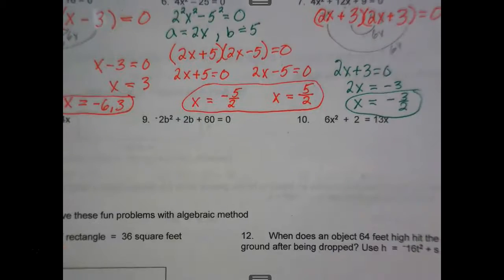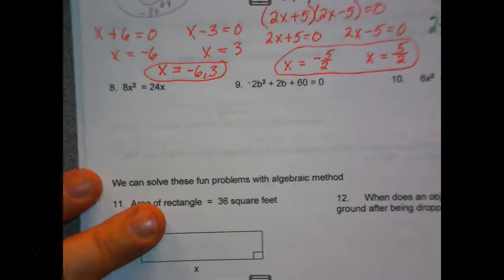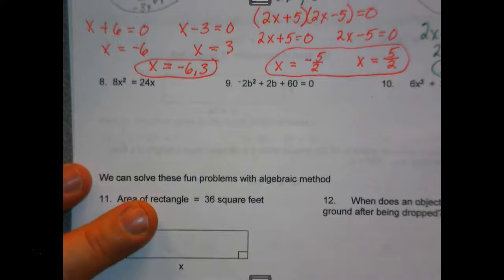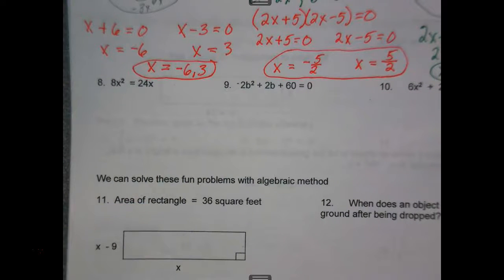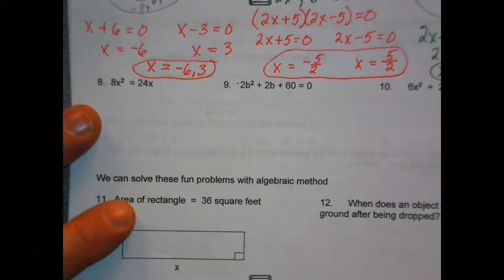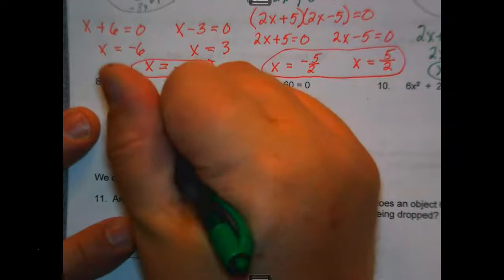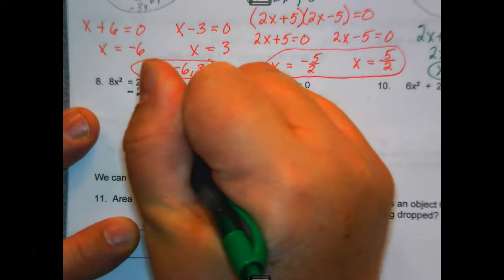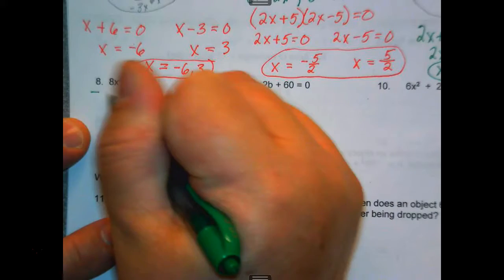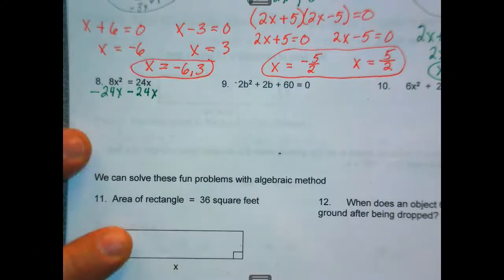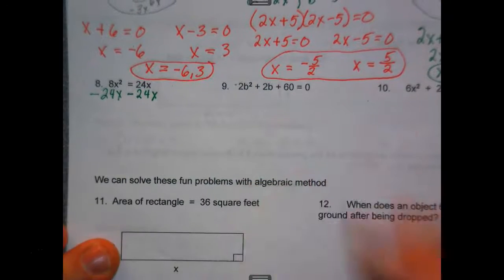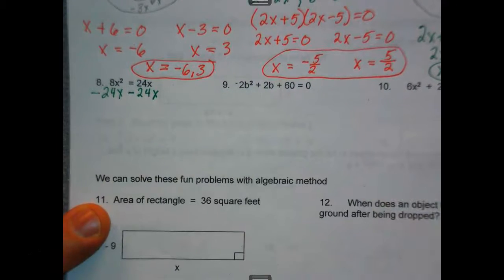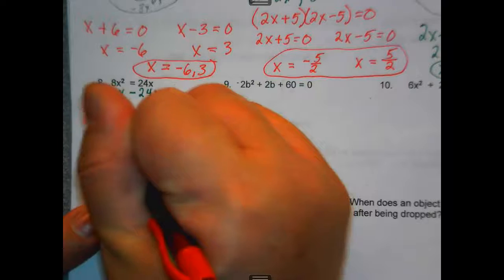All right, number 8. What do I do here? Beautiful. That's because you had this before. Okay, I'm going to subtract 24x from both sides because I need a 0 on one side. So 8x squared minus 24x is negative 16x, right? No? Can't combine them. Wow. You guys are fantastic.